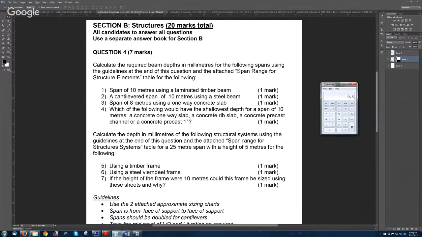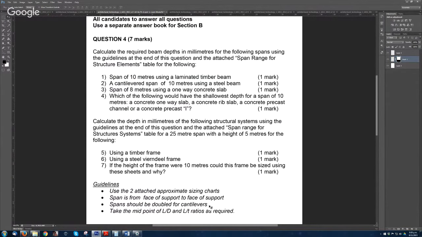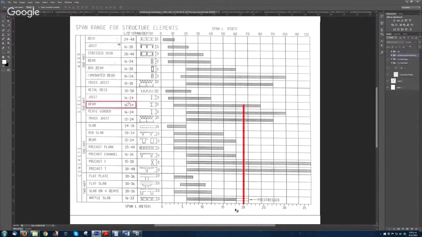And second is a cantilever span of 10 meters using a steel beam. So if you read the note below, it says that if it's cantilevered, the span should be double. So instead of using 10 meters, you have to use 20 meters. So you go to 20 meters, you go up, it touches, so you can use that. Go here. In this case, the midpoint is similar, so it's 20. So you do 20 divided by 20, it's 1 meter, which is equal to 1,000 millimeters.